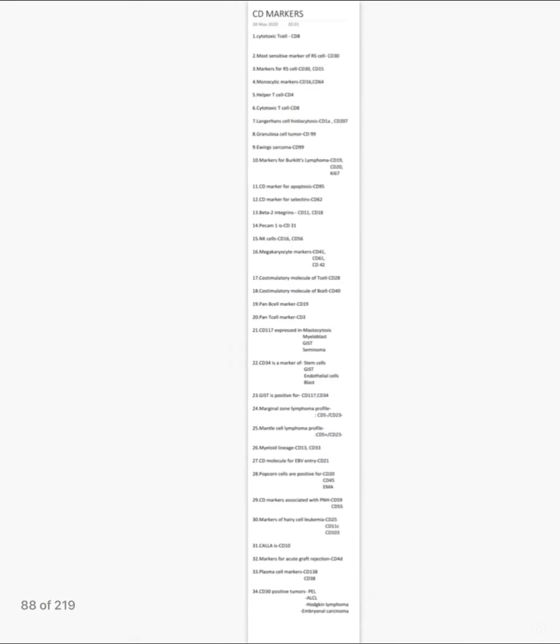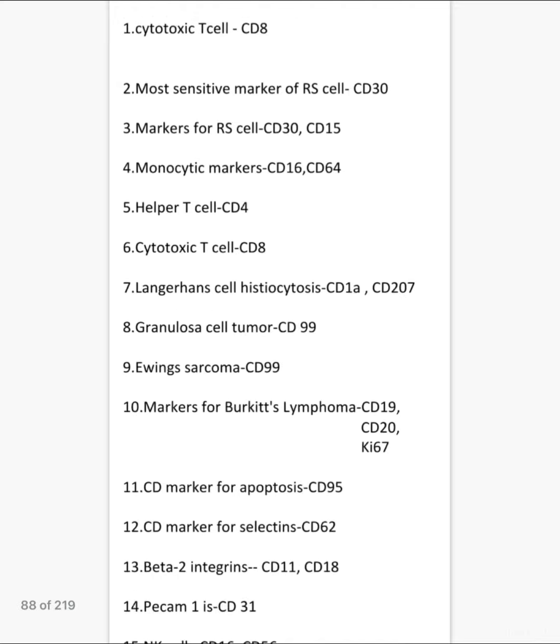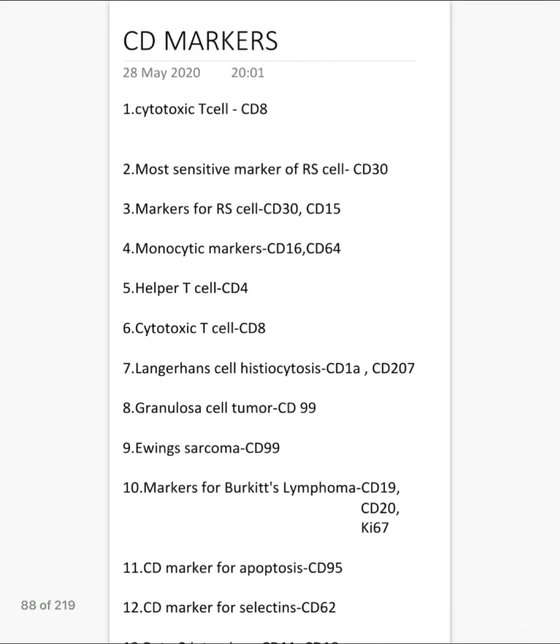Now moving on to the next highly important topic, that is the topic of CD markers, which is very frequently repeated in your exam. First of all, you have the cytotoxic T cell, meaning killer cell. That is, the CD8 cell is your killer cell. Then the most sensitive marker of RS cell. We know that for RS cell we have two markers, one is CD15 and one is CD30. So CD30 is the most sensitive marker.